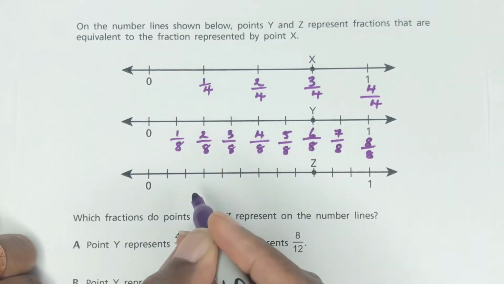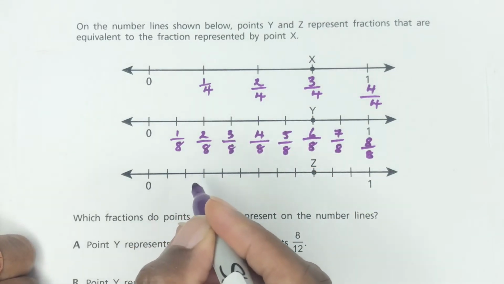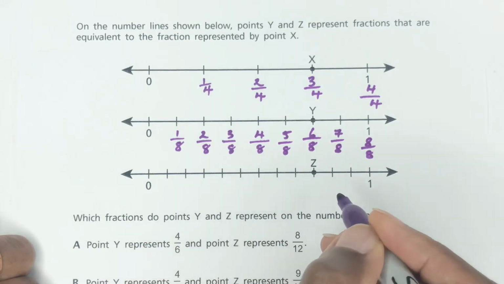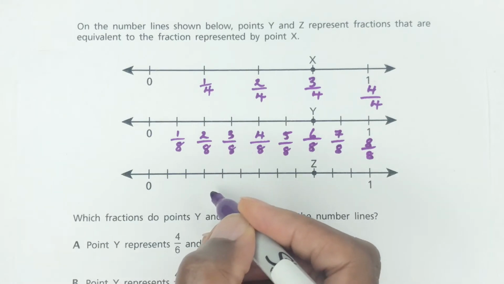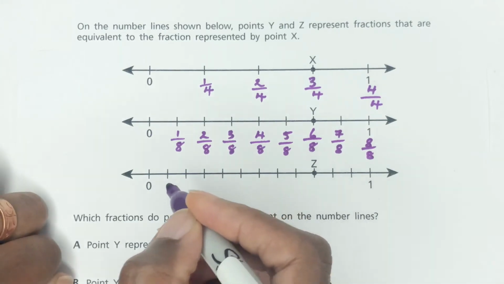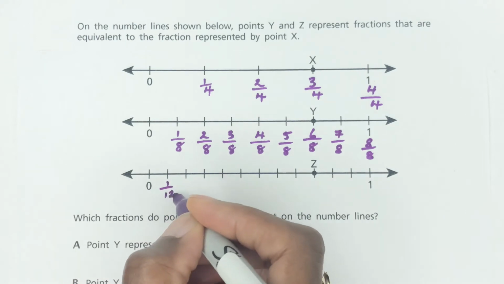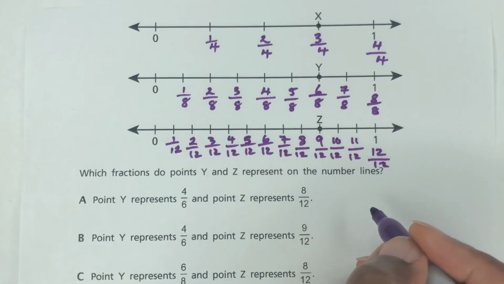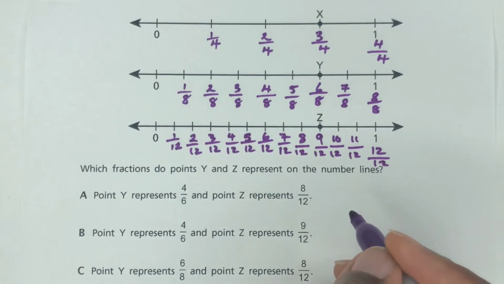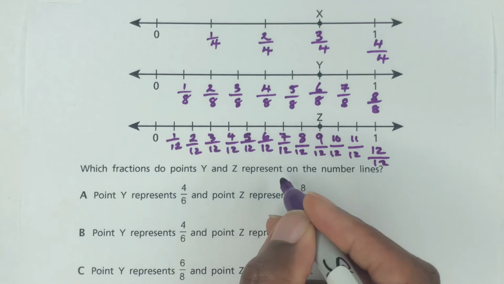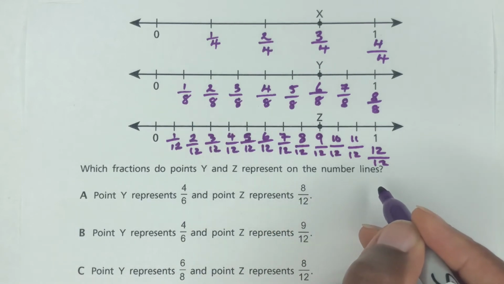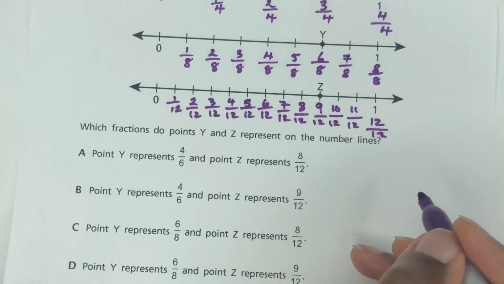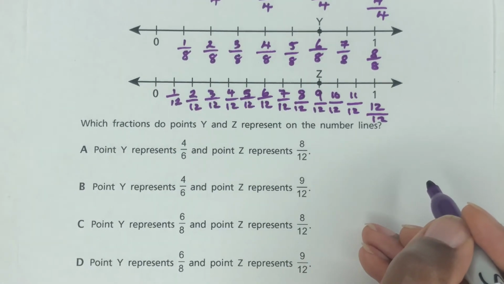And then we're going to see how many notches are on the bottom one. 6, 7, 8, 9, 10. Okay, so that's 12. So then we're going to label these in increments of twelfths. Okay, so we've got that all labeled. So let's look at the question now. The question is asking us, which fractions do points Y and Z represent on the number line? Okay, so now because you've got all your points labeled, you can have a look at the choices that they give us and see which one makes sense.